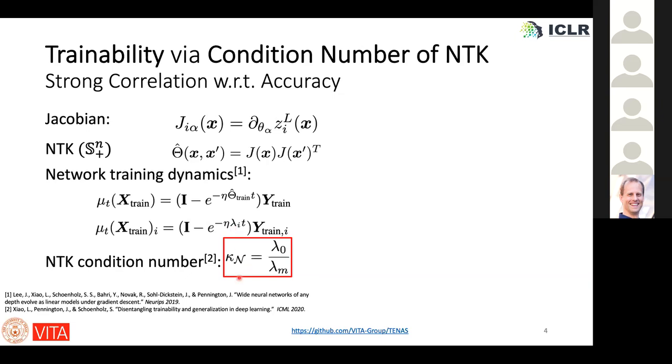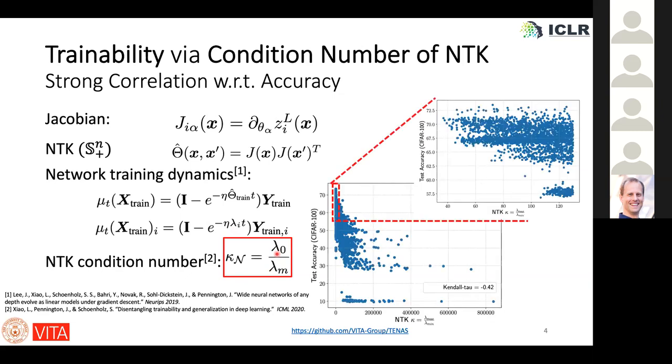So we hope that the condition number, which is lambda max over lambda m, where lambda max indicates the largest eigenvalue of the NTK and lambda m indicates the smallest eigenvalue of the NTK, can be small enough so that we can have a more balanced training throughout the training process. Here we measure the condition number of the NTK of all the architectures defined in NAS-Bench-201, because it provides us the ground truth accuracy of all the architectures. And we can see that a smaller condition number almost always indicates a better architecture.